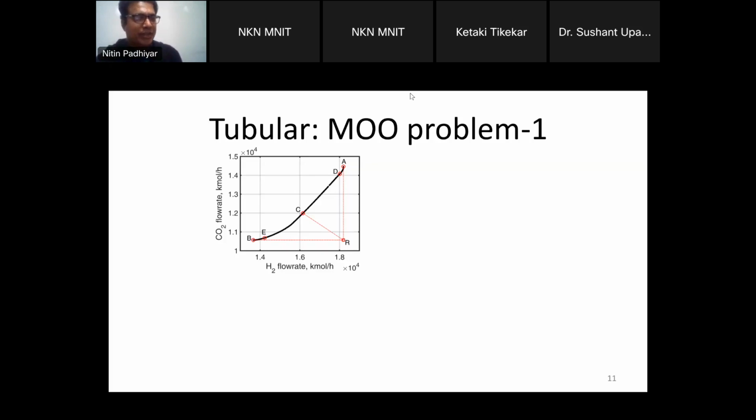As I mentioned earlier, this is an application of designing a tubular reactor for producing hydrogen from methane gas or natural gas. We realized that a single criterion may not be sufficient for the reactor design. And from the literature we realized that there are certainly three objectives or criteria that we can use. One is hydrogen maximization, and one is carbon dioxide minimization. So this hydrogen I want to maximize.